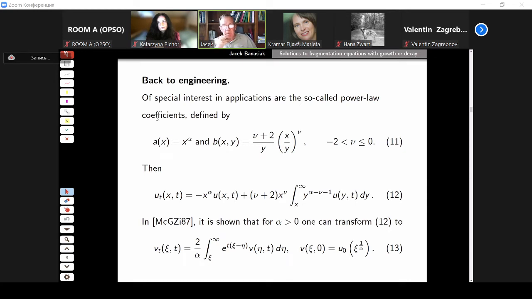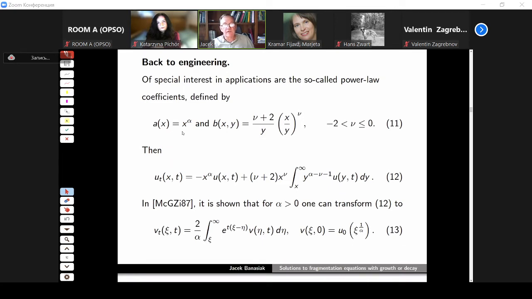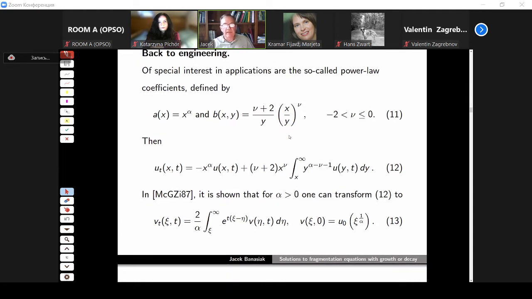As we know, engineers are interested in situations which are computable. So they are not interested in abstract general coefficients, and in fragmentation and coagulation problems, they are mostly interested in the so-called power law coefficients. So everything is essentially in the form of monomial or polynomial. In this case, the fragmentation rate is given by a power of x. The distribution of daughter particles is also given by a monomial type of expression. And if we substitute these 2 formulas into the equation for fragmentation, we obtain an integro-differential equation of the form 12.